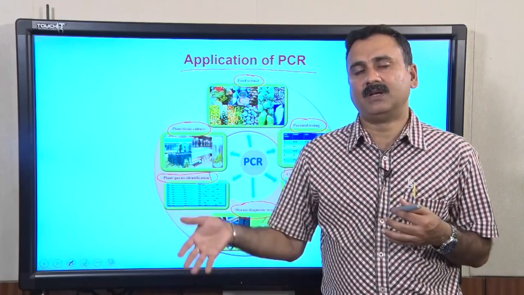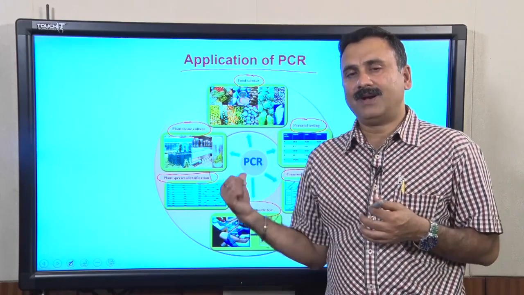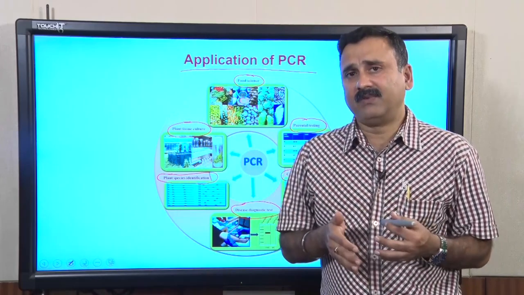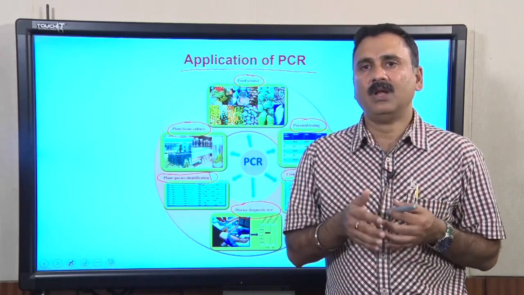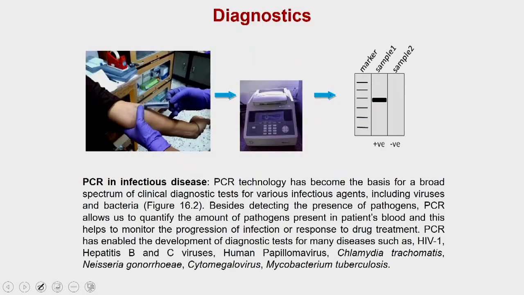Because many times the molecular markers that you are going to use to identify a particular gene or particular plant are more specific compared to the taxonomical evidences. So let's discuss a few of them. PCR is extensively being used for diagnostic purposes.